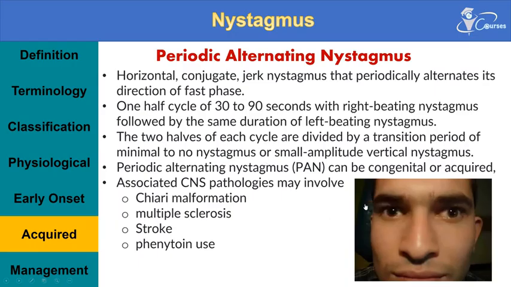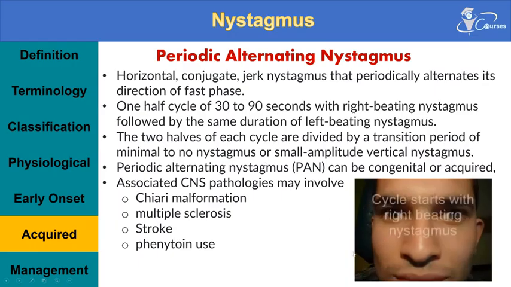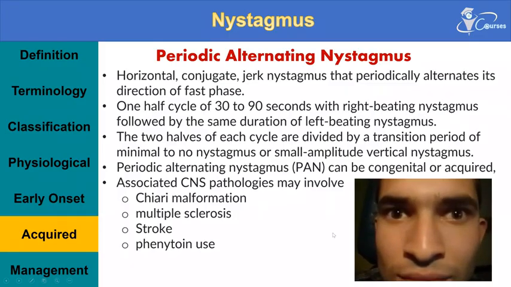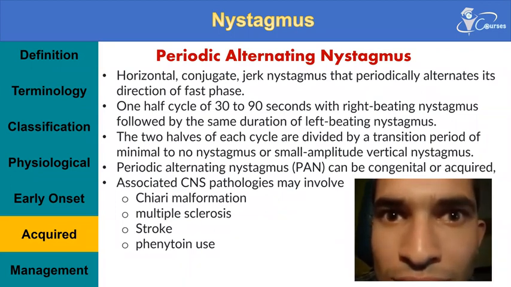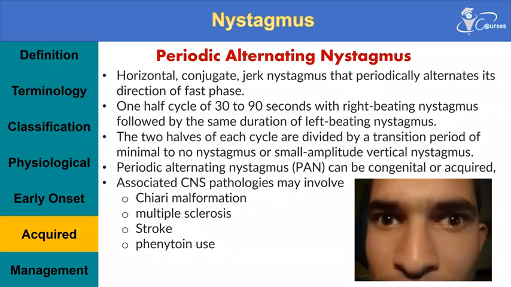It can be congenital or acquired. Let's see this. In patients with periodic alternating nystagmus, the cycle starts by right beating. So he beats to the right. In order to diagnose those patients, you need to watch them for a few minutes in the clinic to see the change in the direction of the nystagmus. So till now, he is beating to the right. This will be half of the cycle, happening for 30 to 90 seconds.